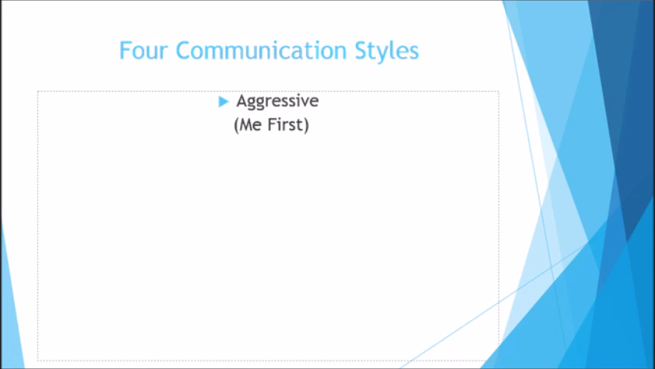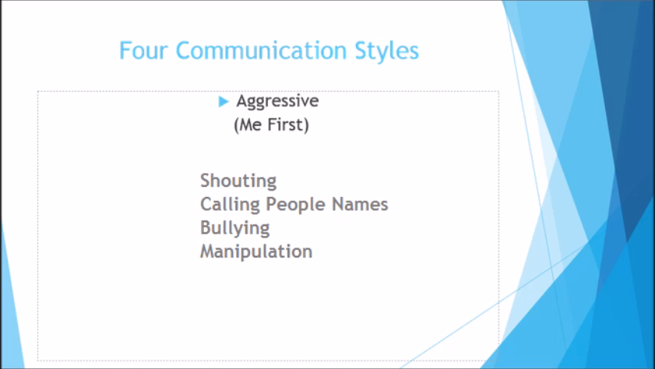If someone uses a communication style aimed at getting their own needs met without very much regard for the other people around them, we can term that an aggressive communication style. Examples of aggressive communication include shouting, calling people names, bullying, as well as other forms of manipulation.